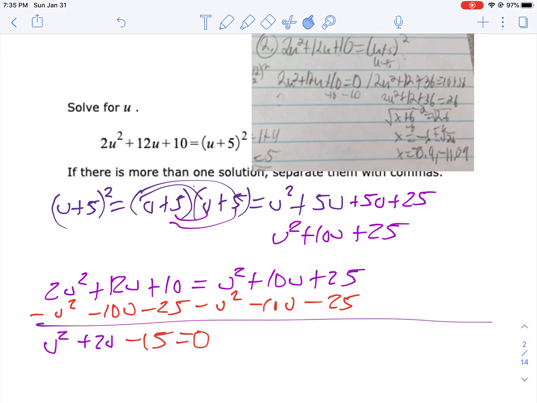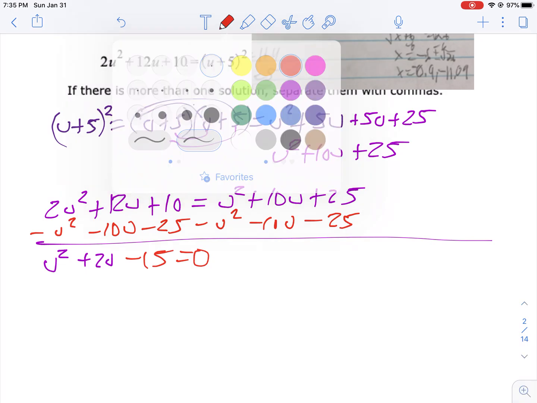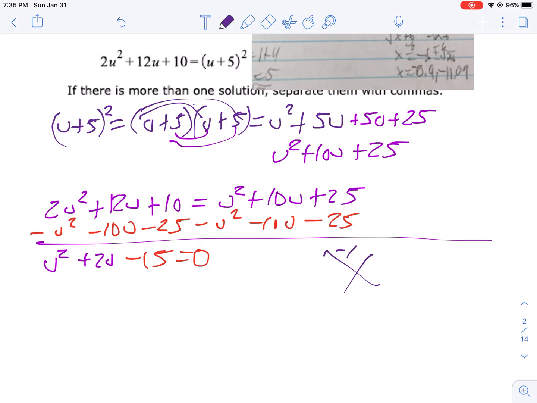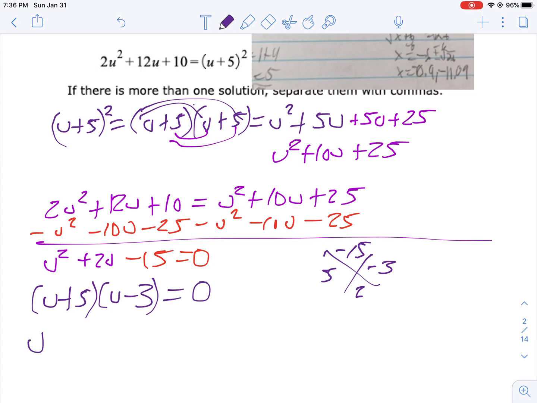Now, can we factor that like we did in chapter 8? I want you to find 2 numbers that multiply to negative 15, but are 2 apart. Well, that would be 5 and negative 3, wouldn't it? Because 5 times negative 3 is negative 15. So instead of writing u squared plus 2u minus 15, we can write u plus 5 times u minus 3. That equals 0. So now u plus 5 equals 0, or u minus 3 equals 0.